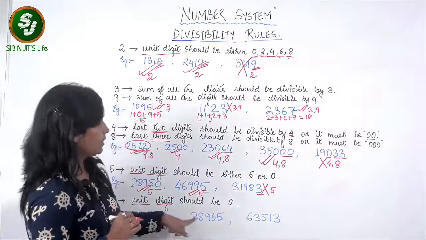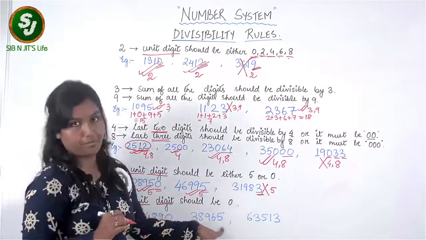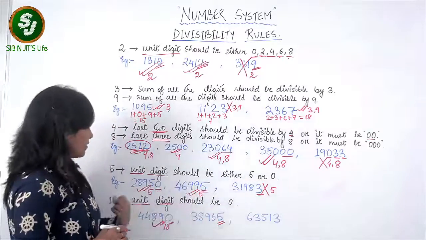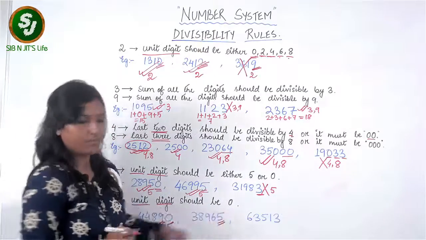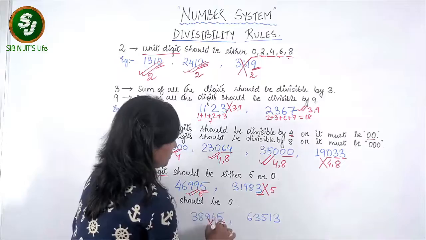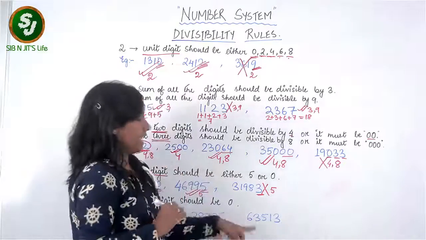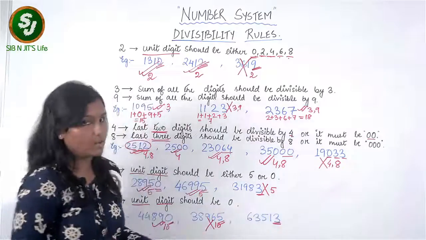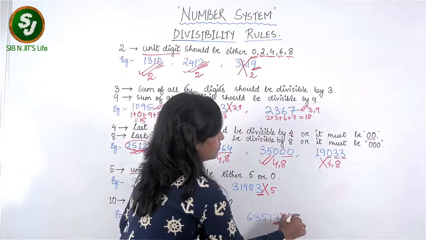In this example, 38965, the unit digit is 5. But for the case of 10, it must be 0. So this is not divisible by 10. And in this example, the unit digit is 3, which is not 0 again, and hence this is also not divisible by 10.